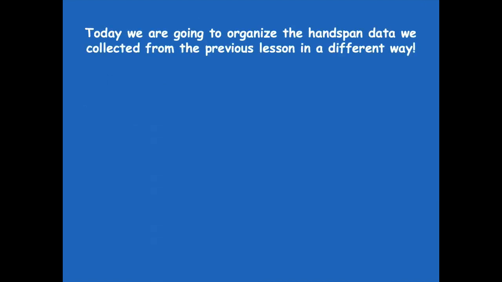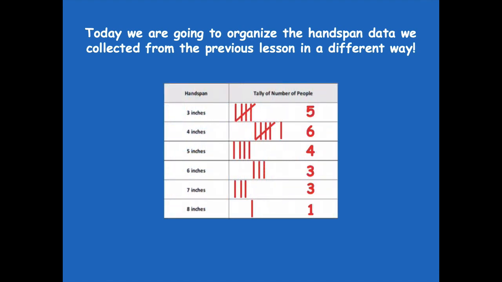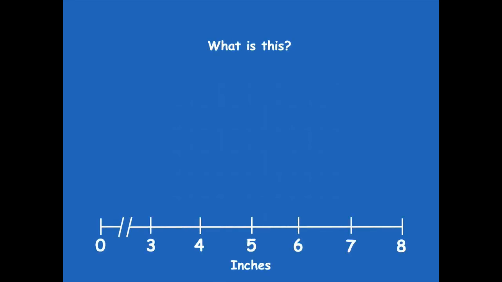Okay. So today we're going to organize the handspan data we collected from the previous lesson in a different way. So here we had it in our tally table, but now we're going to organize it into a line plot. All right, friends, so what does this look like? Like, what is that down there? Yeah, it's a number line, right? We used the number line to help us with addition and subtraction problems the other day by sliding up and down the number line. So we can also use the number line in a different way to show data.